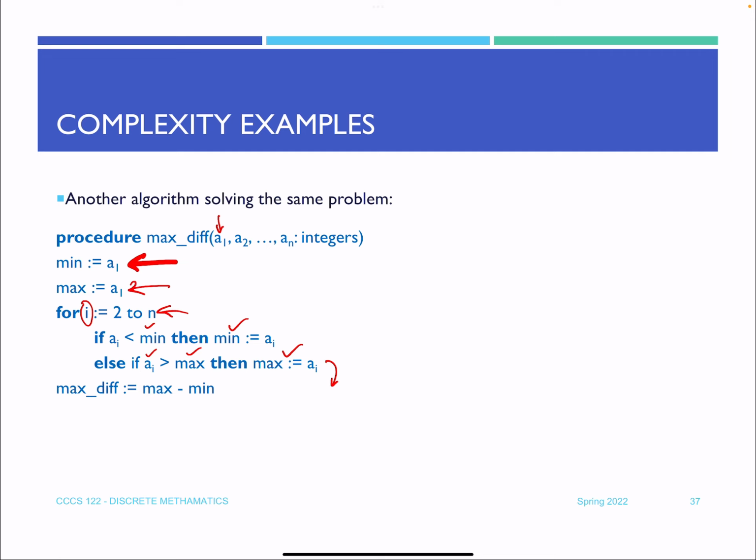And all we then need to do is compute the difference between max and min, and that is the maximum difference between any two numbers in this input sequence, in this input array of size n.